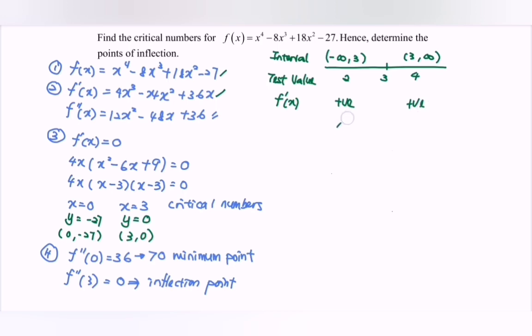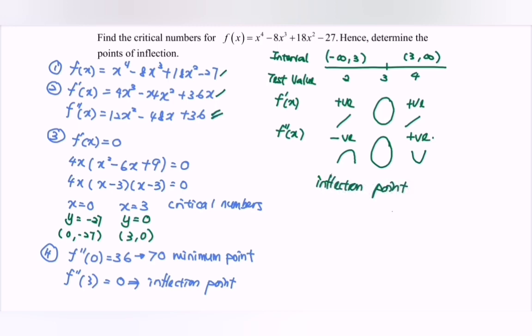So meaning that we have increasing and also increasing. So this one can be considered as an inflection point. Double confirm by using the second derivative test again. So in here we have a negative value if we substitute the value 2 into the second derivative function. Then we substitute the value 4 and we will have a positive value. So from here the situation is concave downward and then for this part is concave upward. So again, we can consider this is the inflection point. So from here, the inflection point is (3, 0).